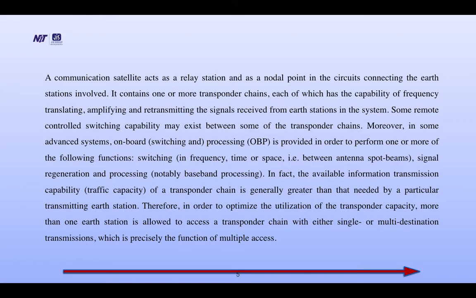In fact, the available information transmission capability, the traffic capacity of a transponder chain, is generally greater than that needed by a particular transmitting earth station. Therefore, in order to optimize the utilization of the transponder capacity, more than one earth station is allowed to access a transponder chain with either single or multi-destination transmission, which is precisely the function of multiple access.